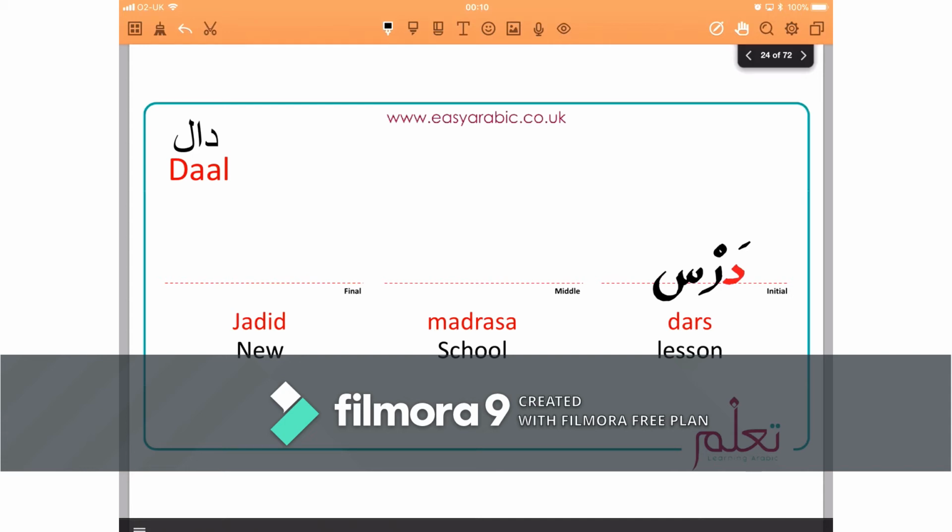Next one is madrasa. So we have a meme, then we have a dal, then we have a ra, we have a sin, and because it's a female word, we change that to ta marbuta. So mad rasa, madrasa.